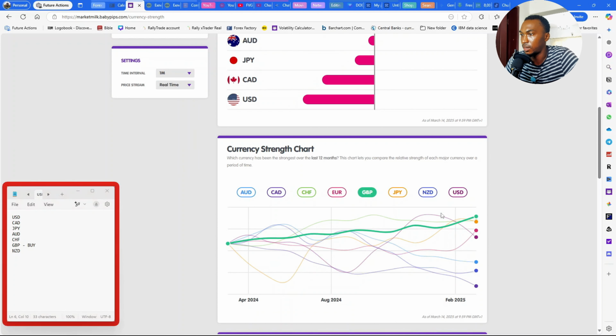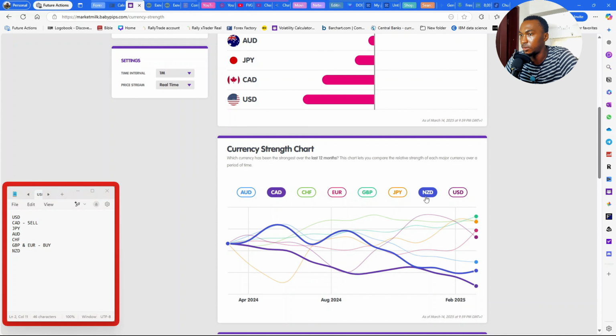Now, when it comes to selling, we want to look for what we should be discarding from our cart. We have the Canadian dollar. This is something that we should sell. Looking at it all over, we have CAD. What else is down there? We have the New Zealand and we have the Australian dollar. All right, so let's look at those three. Okay, they are gaining up.